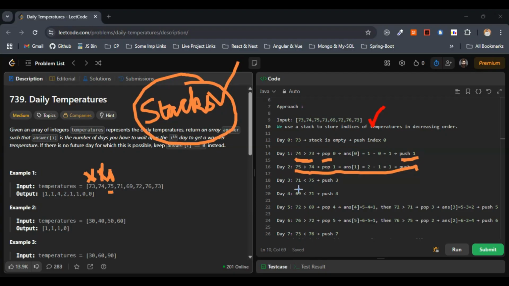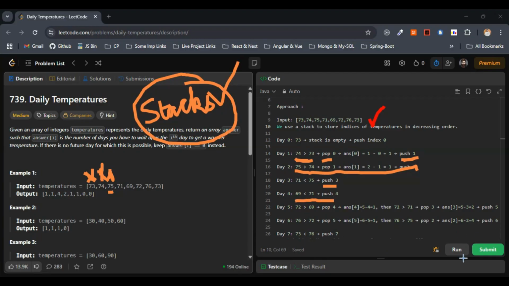Now we will check whether 75 is greater than 71. No, right? So we'll push 3 here in this case. Next we will compare this one, 69 greater than 71. No, right? So we'll push 4 here in this case.